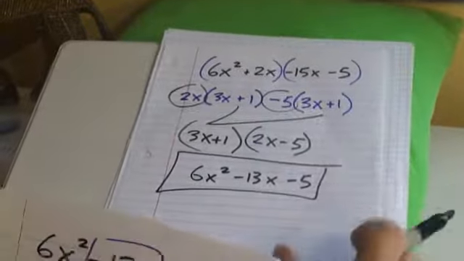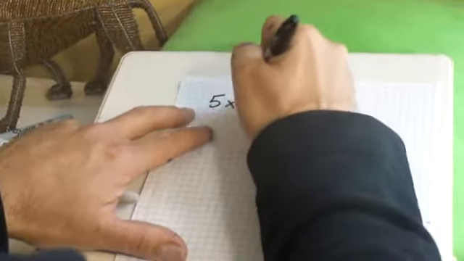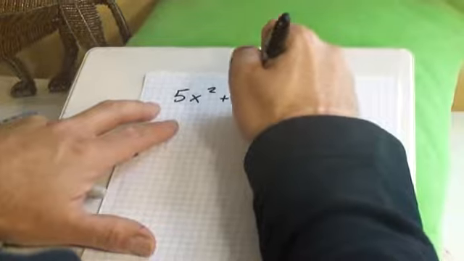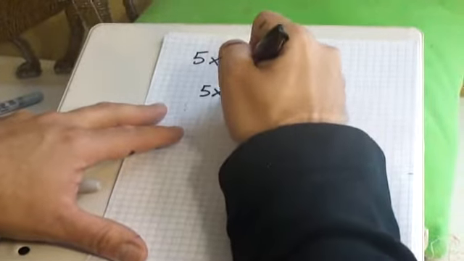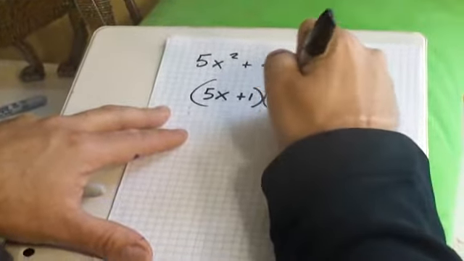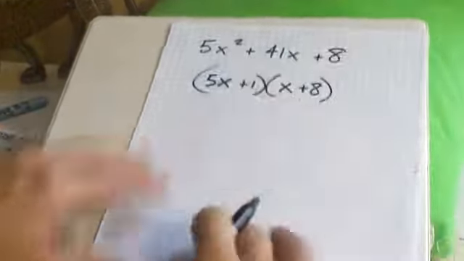Okay? So that's the trick, guys. Hope you got that down. I'm going to give you a couple problems to try at home, and I'll give you the answers to check. But here's the first one: 5x squared plus 41x plus 8. Try that one. Your answer should be 5x plus 1 times x plus 8.